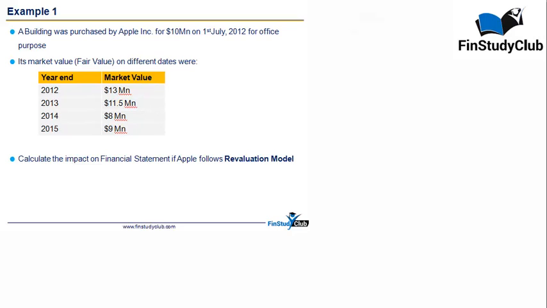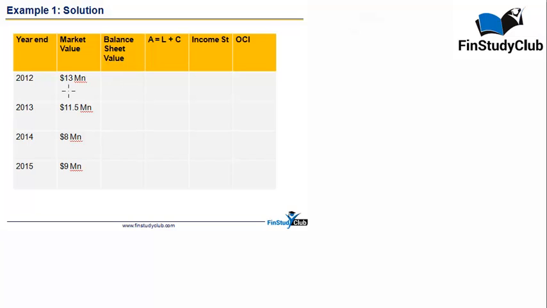A building was purchased by Apple for 10 million on 1st July for office purpose. This signifies that it is not an investment property, but for office use. The market value on different dates was 13, 11.5, 8 and 9. What should be the impact on the financial statements if we follow the fair valuation model? Solution.